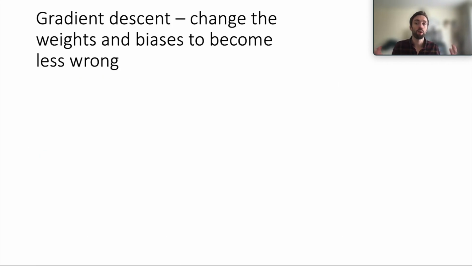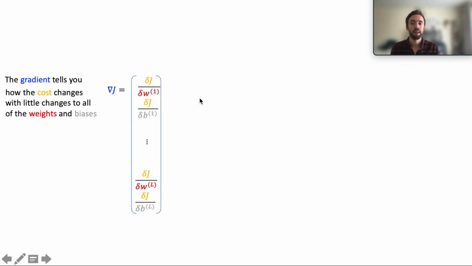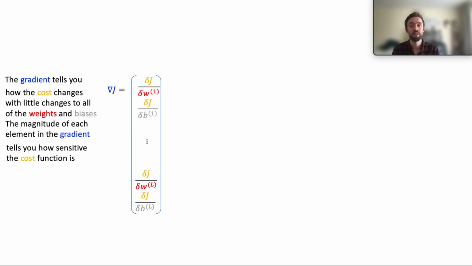So now we're going to learn about gradient descent, which is how we learn to change the weights and biases in the network to become less wrong or to decrease the cost. And to understand gradient descent, we first need to know what the gradient is. So the gradient tells you how the cost J changes with little changes to all of the weights and biases in the network. The magnitude of each element in the gradient tells you how sensitive the cost function is to little changes in that particular weight or bias.